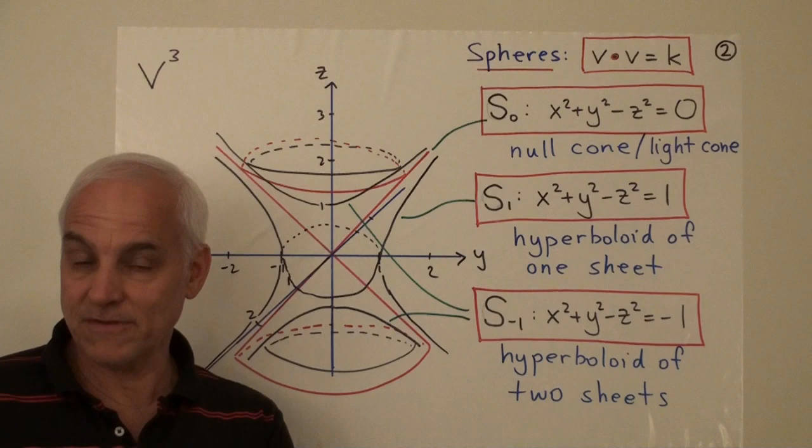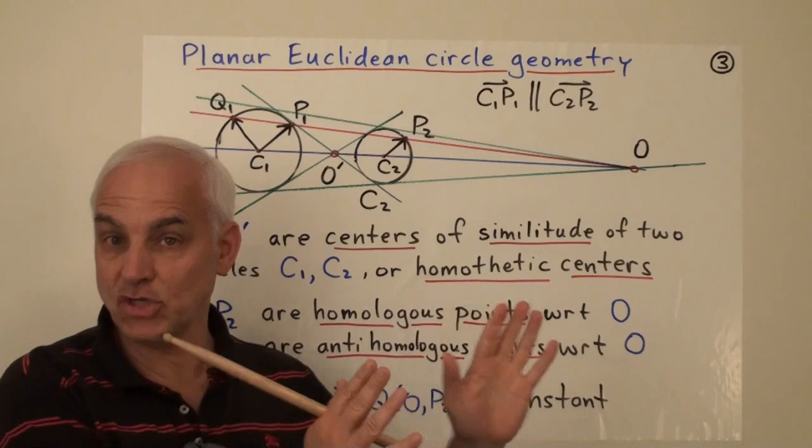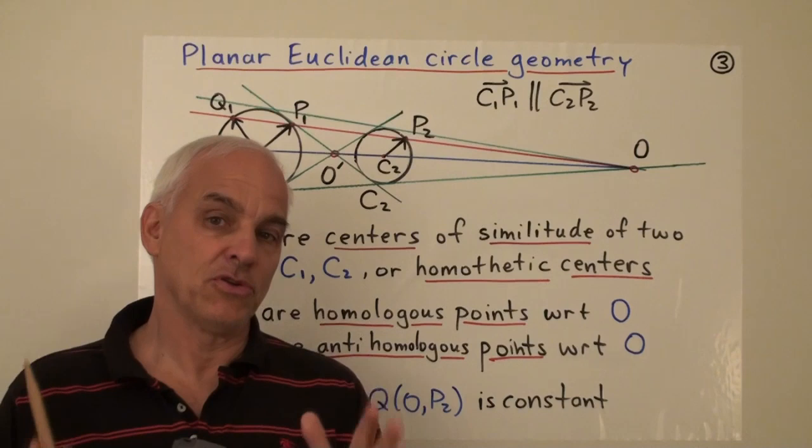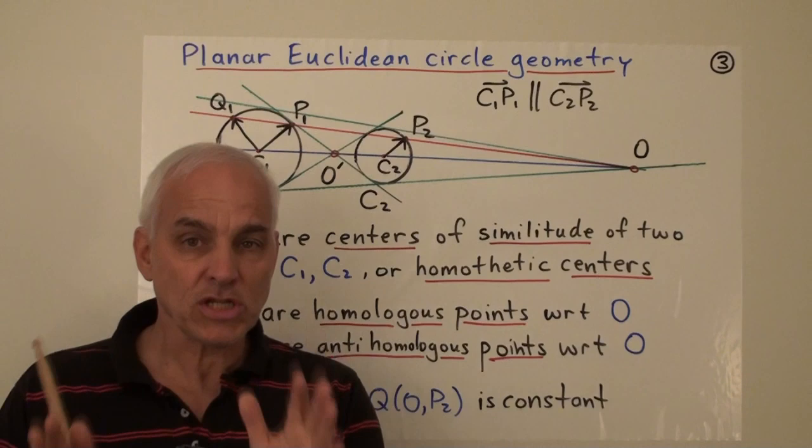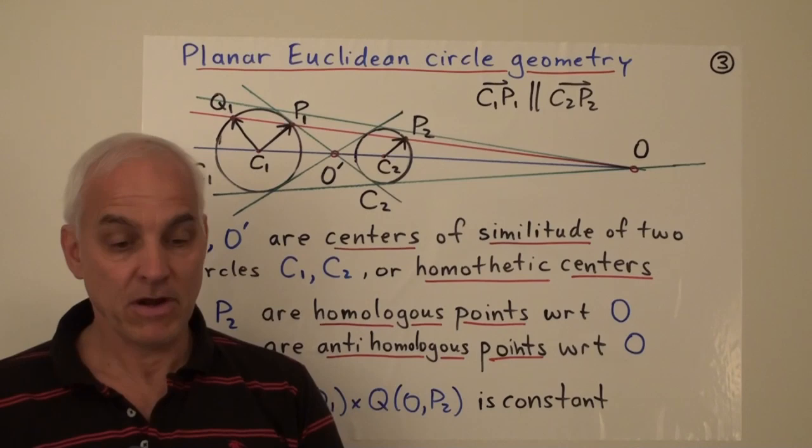All right, now let's put that relativistic geometry aside for the time being. We're going to return to it at the end of the lecture. But now I want to start to introduce you to a very classical subject in Euclidean planar geometry. You can forget about relativistic geometry for the next half an hour. We're going to just talk about planar circle geometry. Very classical stuff going back to the 19th century and earlier.